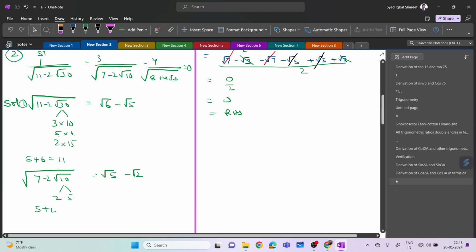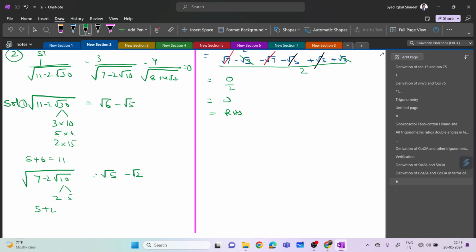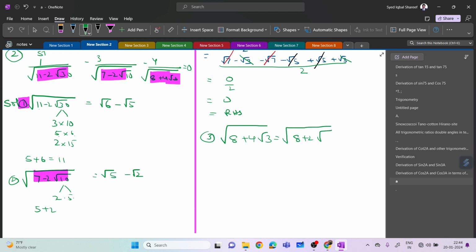Now the third one. This is the first part, this is the second part, and this is the third. So square root of 8 plus 4 root 3 is equal to square root of 8 plus 2 times 2 root 3. If you take the 2 inside, it will become 4, so 4 times 3 is 12.